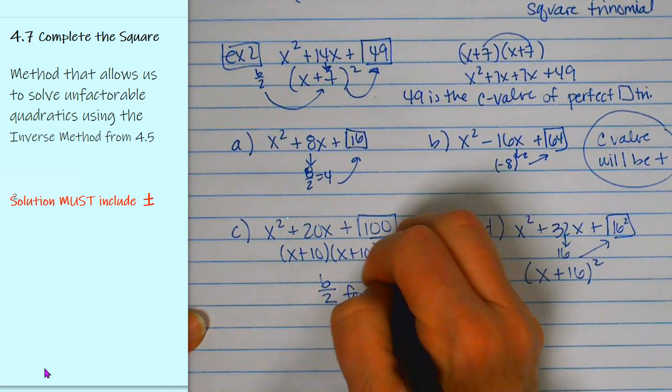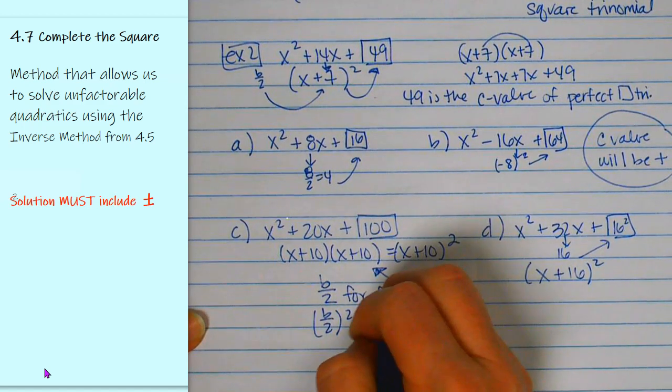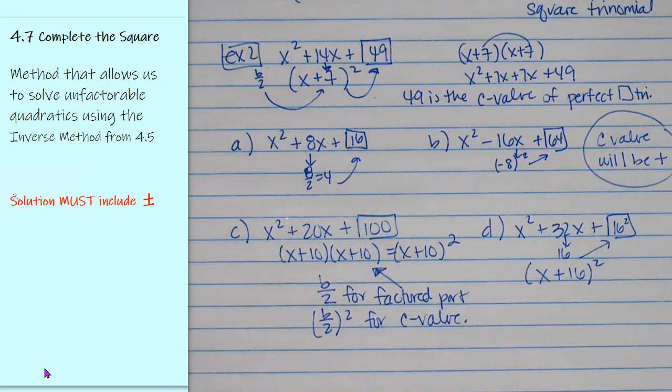That's this. And then we're saying b over 2 squared for the c value. All right, so we've practiced that a little bit. Complete the square. Let's see how we can use that to solve equations.